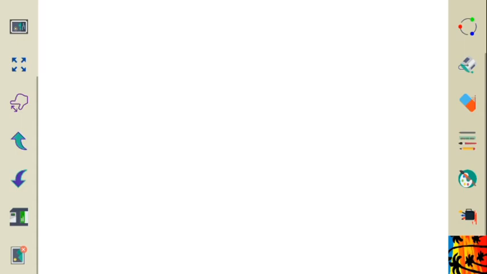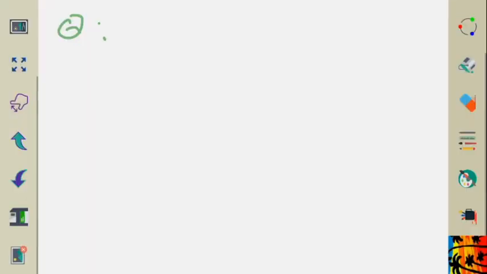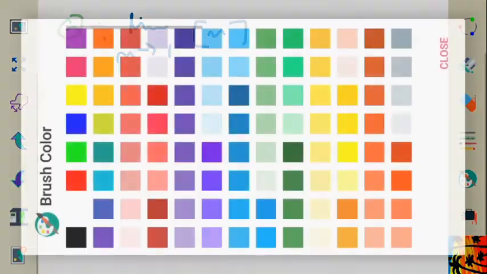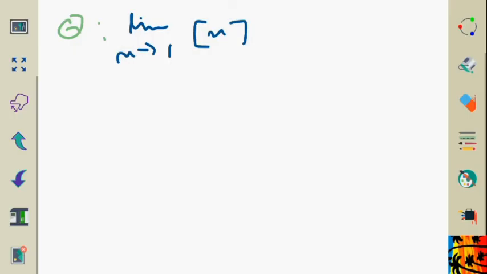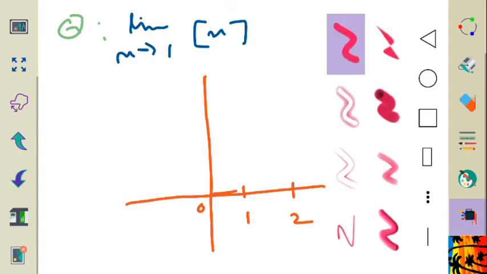See here, if I go for greatest integer function, if I ask this one, question is limit x tends to, suppose 1, greatest integer of x. Now first let me draw the graph and explain it to you. Now greatest integer function graphs, they are step functions. This is suppose 0, 1, 2. Now for 0 to 1, whatever value, the graph will be shaped like this. Clear?